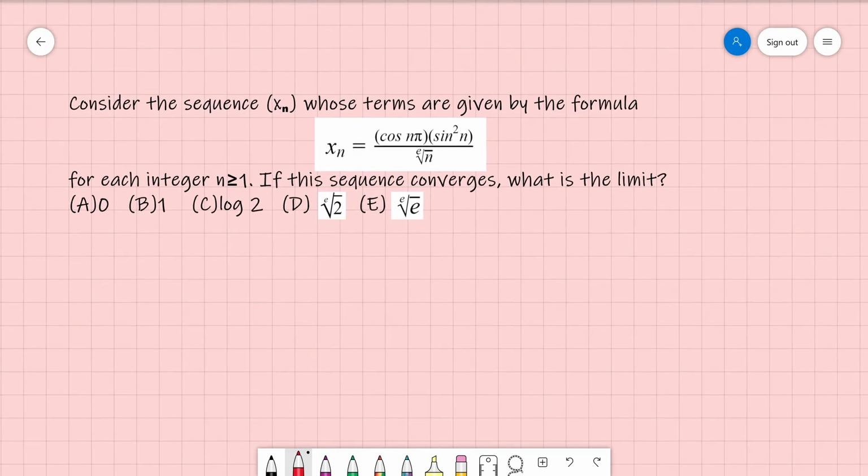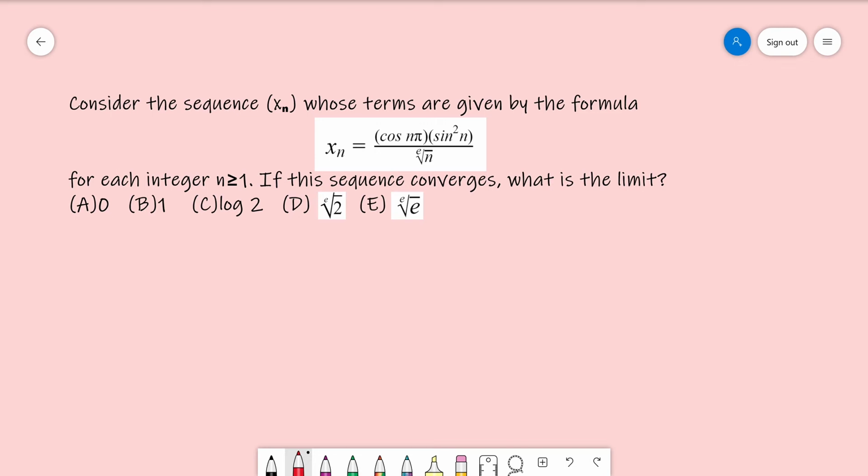This is our first question, and this question is pretty easy. We're given a sequence x_n whose terms are given by this formula right here. And we're asked to find the limit, assuming that the sequence converges.